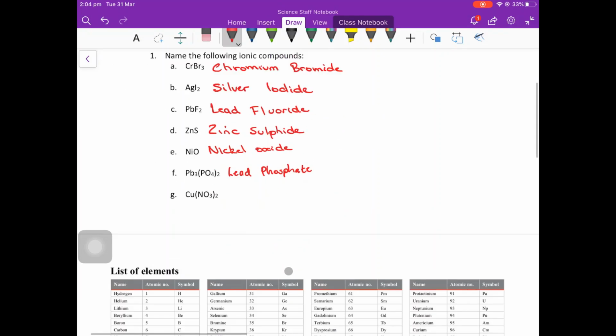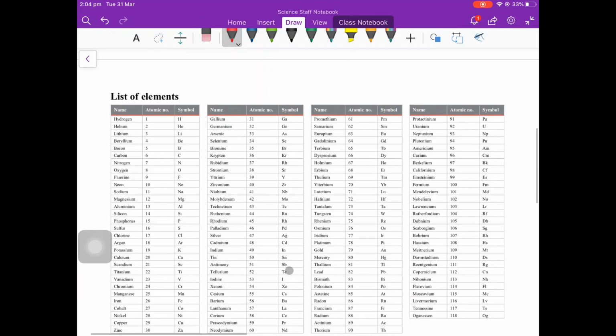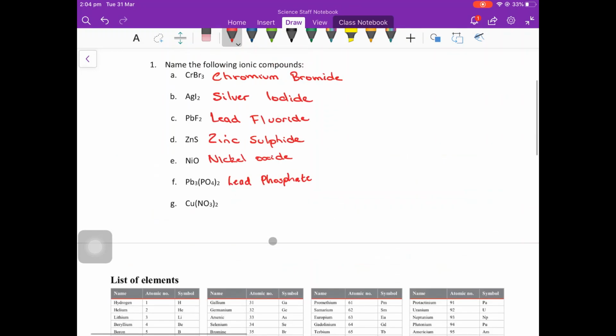So let's find copper just real quick on our list of elements. Here's copper, Cu, and let's write its name: copper nitrate. Note that nitrate does already have the correct suffix, ATE. That's how it's listed in your list of polyatomic ions, and we don't need to change its name at all. It just stays as nitrate.